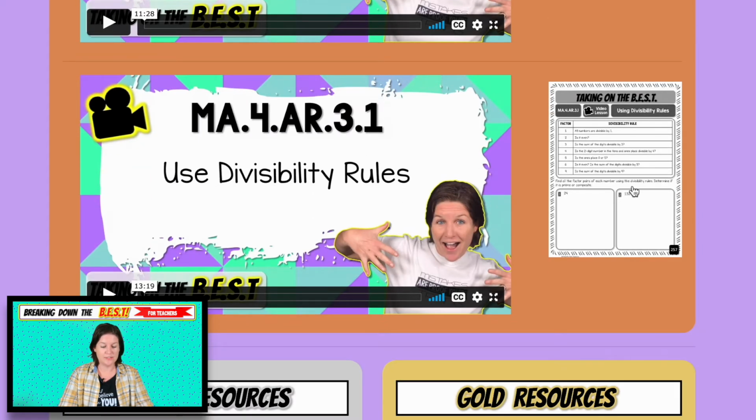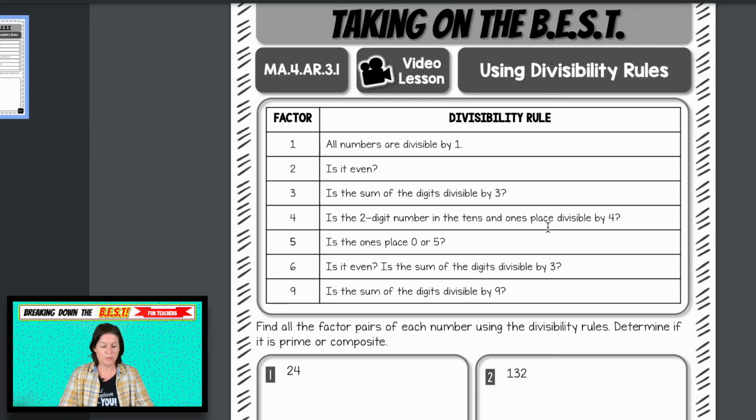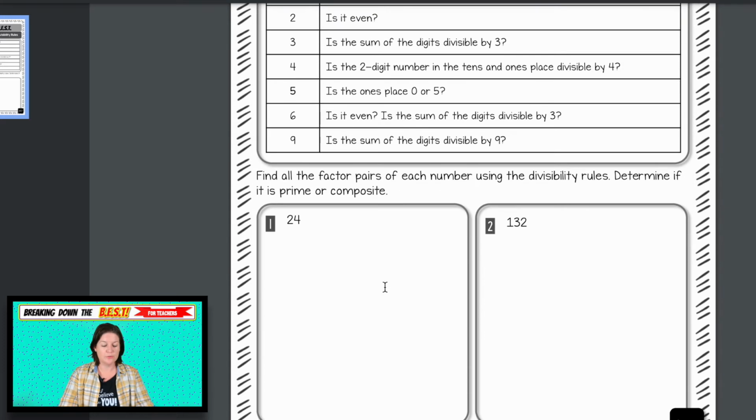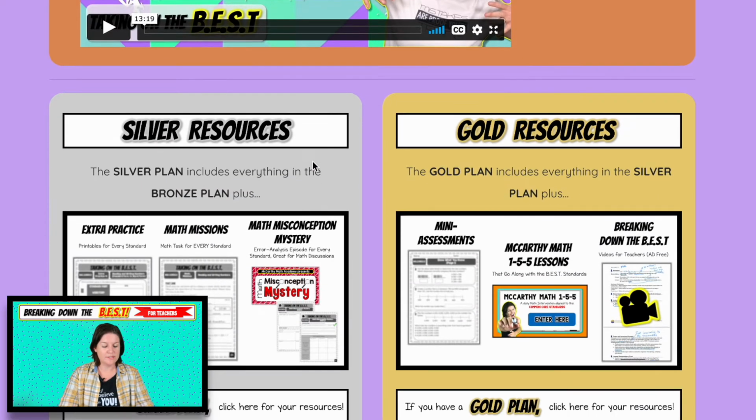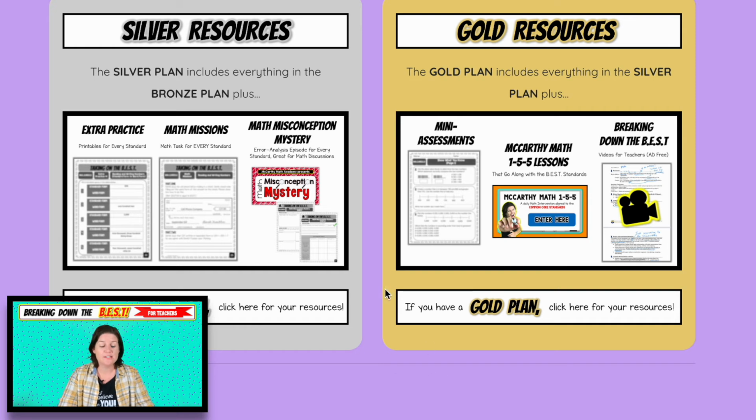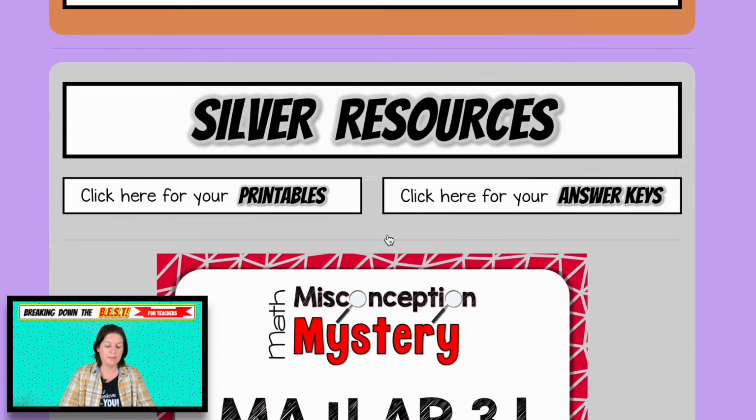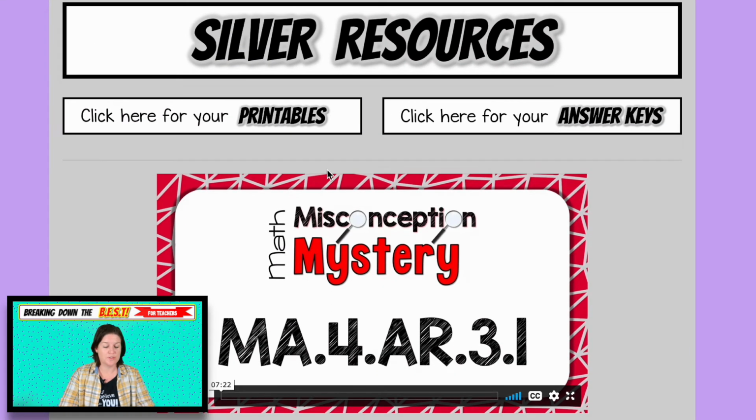And then here is a lesson using divisibility rules, where we will discuss the divisibility rules and then use them with these 2 examples. If you have the silver or the gold plan, you have access to the silver resources, which bump up the standard-based resources that you have. So we've got some printables here.